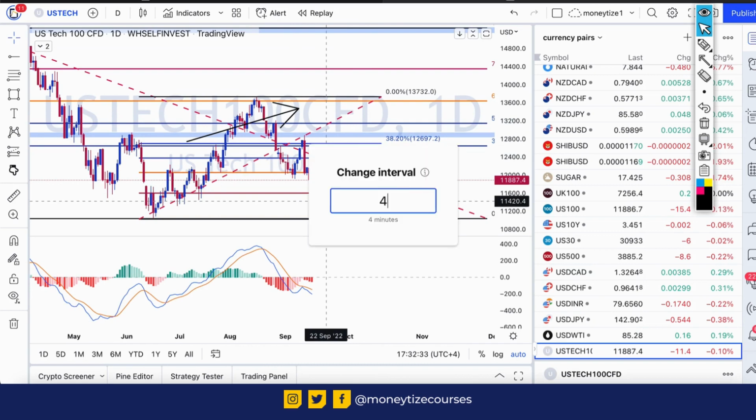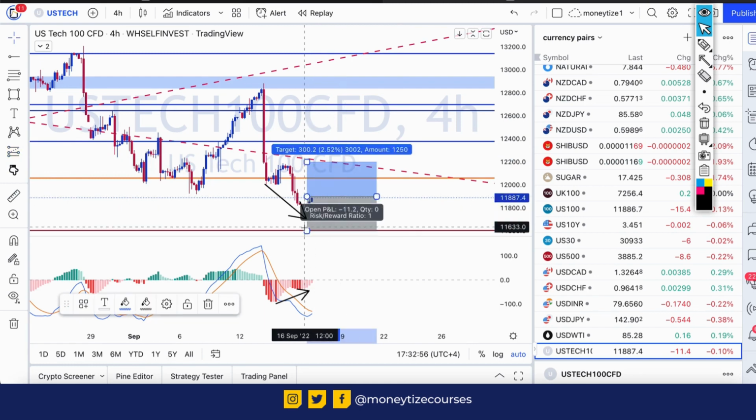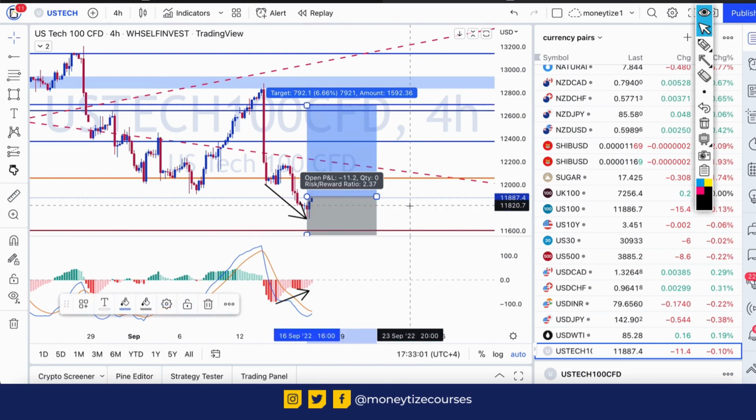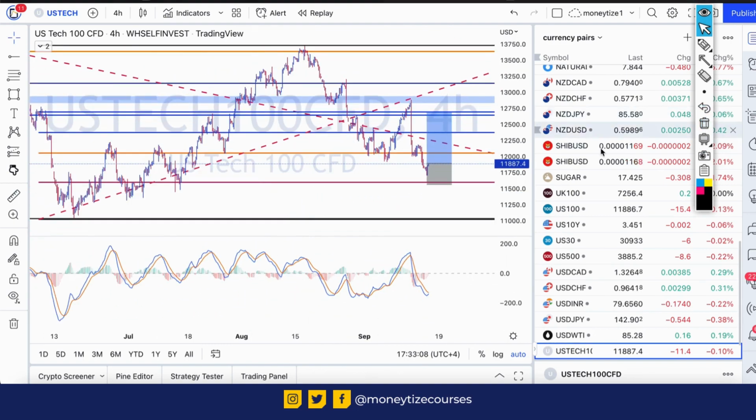Okay, so quickly let's move to 4 hourly. We have a slowdown scenario with continuing bullish divergence coming in play. So again, just like Nifty, if you want to target short-term buys, long position here, stop loss slightly below 78.6. Again, the risk to reward is 2.37, similar to Nifty.